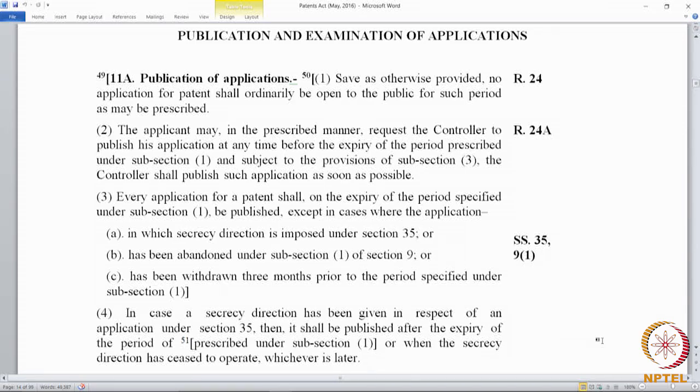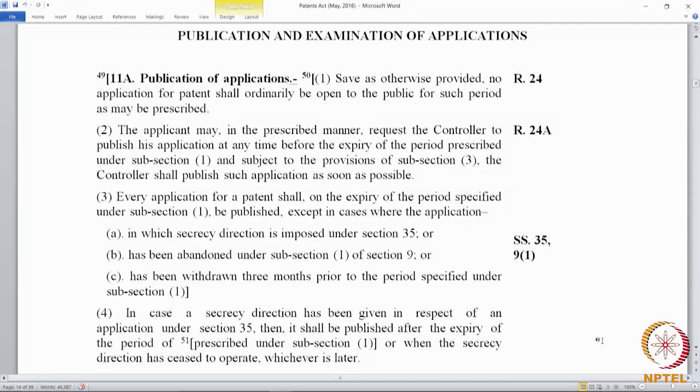Now, what is the merit of this 18-month period where nothing gets published? It is just a matter of convenience that if the applicant wants to file applications in other jurisdictions, he gets the time to do that. So, the 18 months period gives the applicant the time to file applications and prosecute them in other jurisdictions.